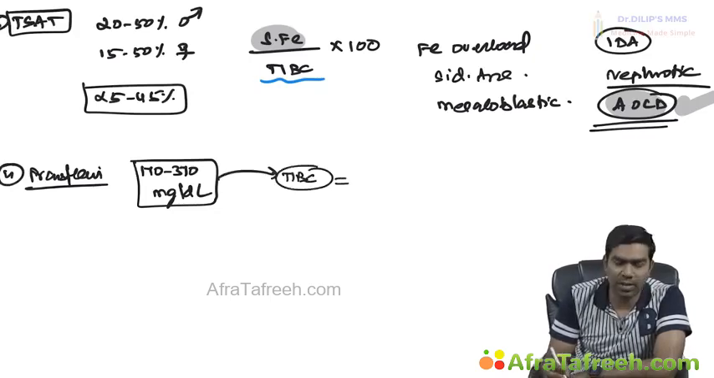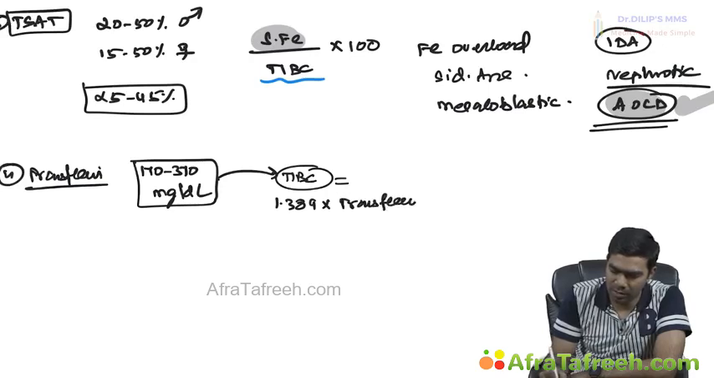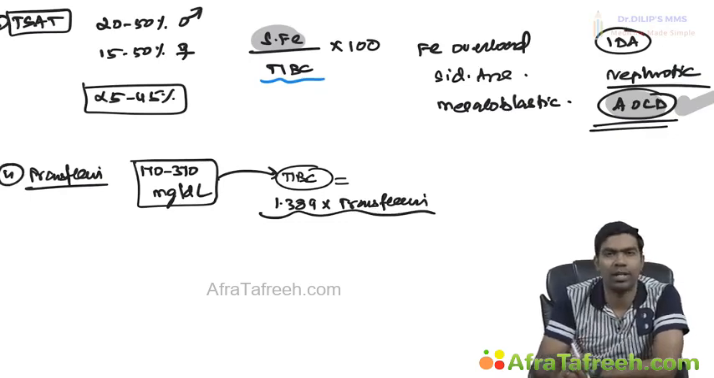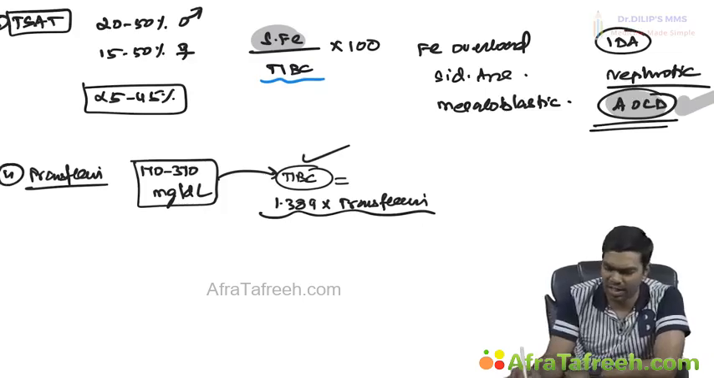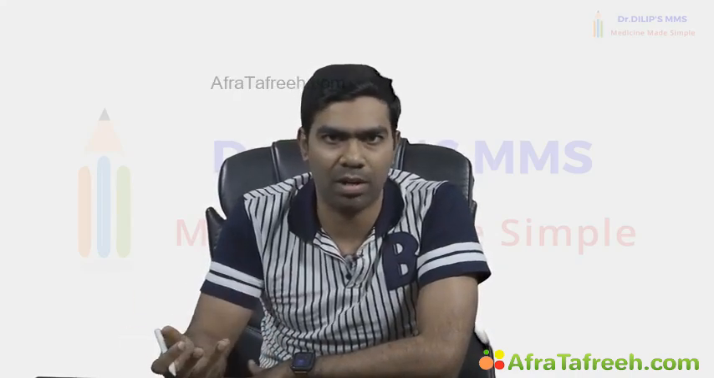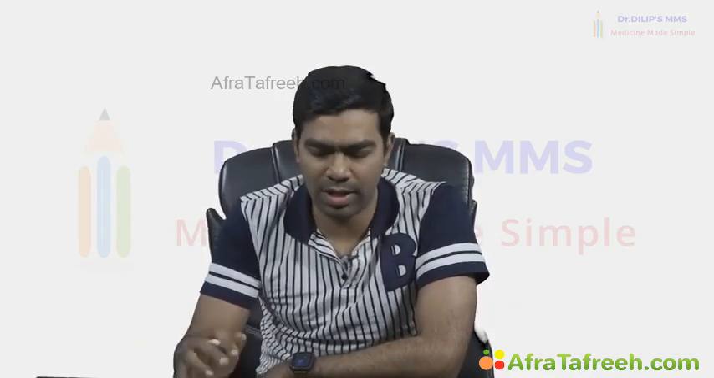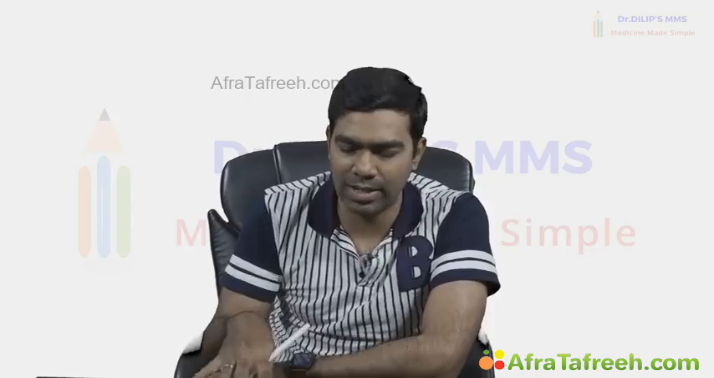So the formula for TIBC is 1.389 multiplied by transferrin. When you multiply transferrin by a factor of 1.389, you will get the TIBC value, that is total iron binding capacity. Remember, total iron binding capacity is dependent on the transferrin only. So the transferrin is the one that determines the iron binding capacity in the blood, which is relatively equivalent, but converting needs some factors.